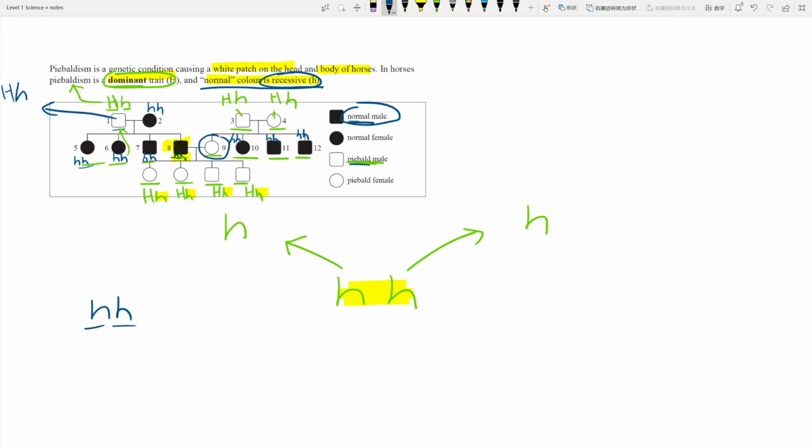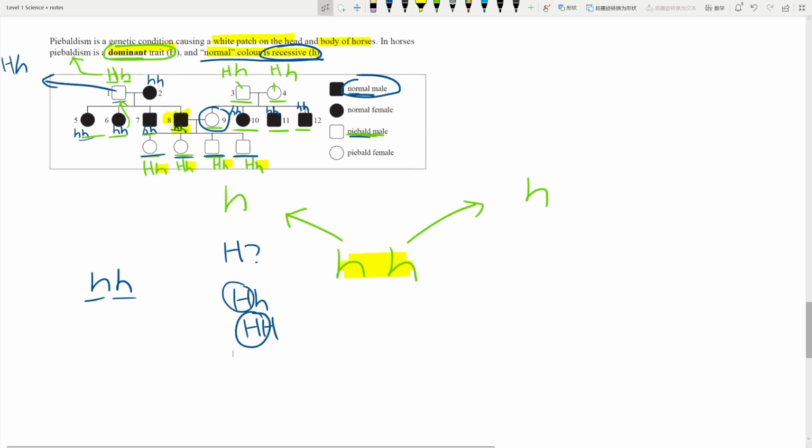Number 9 is going to be capital H plus something else. Could be capital H heterozygous, could be homozygous dominant, but it doesn't matter, because these offspring are polydactyl, so that means they would have inherited the big H. Okay, so there you go. That's how you can answer the questions.